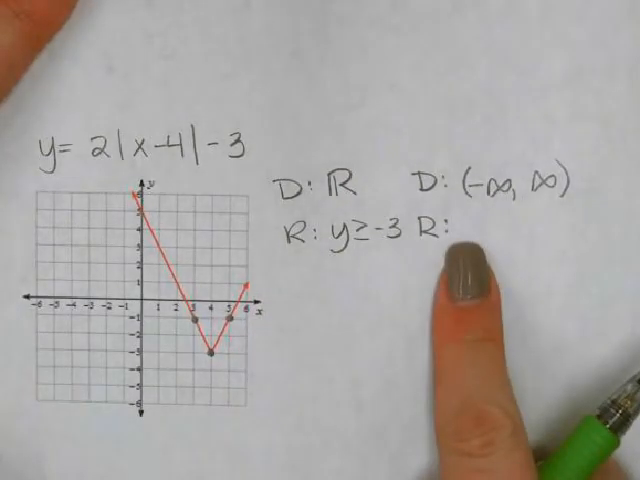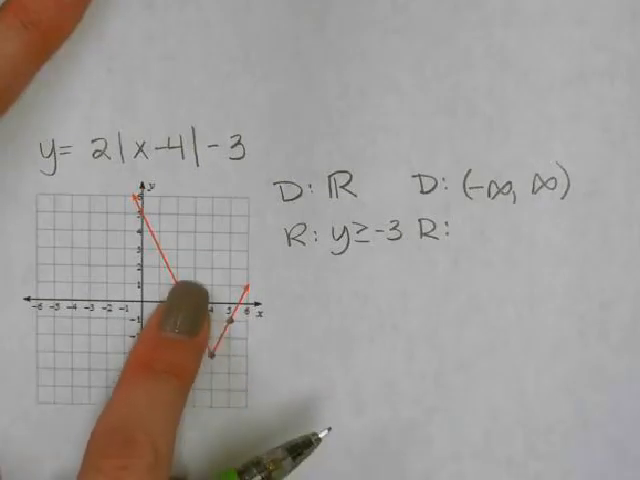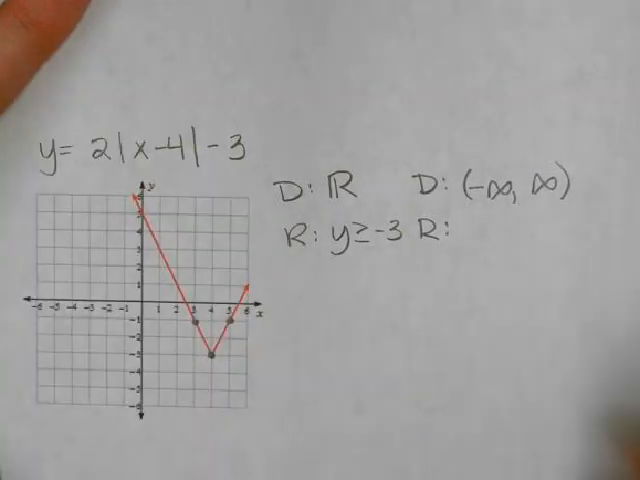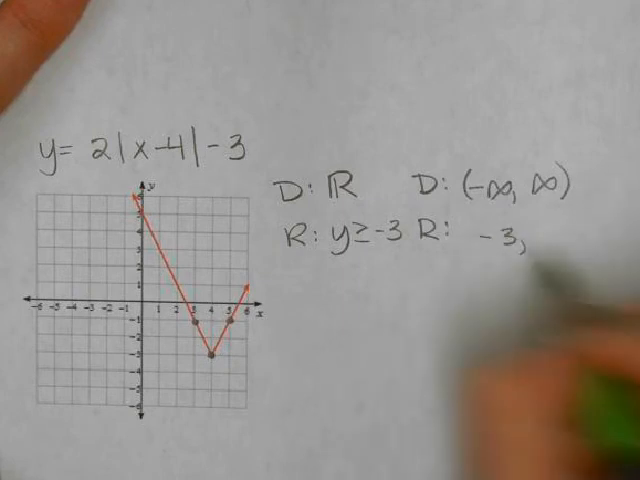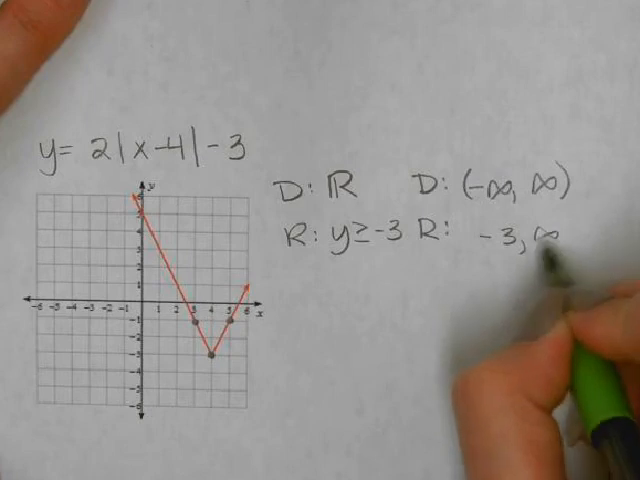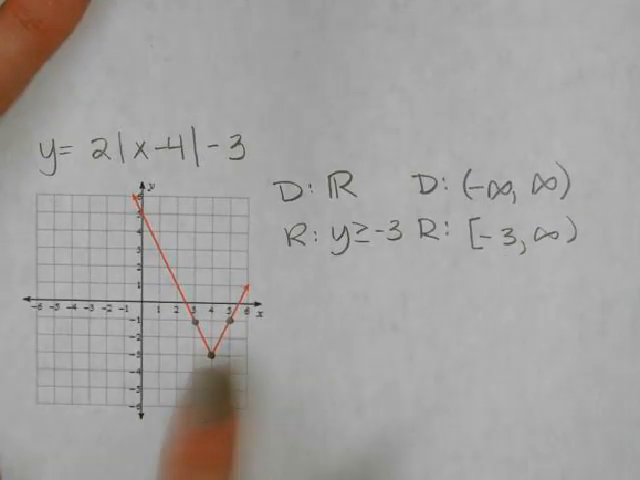And over here, I'm going to describe my range as being -3, -2, -1, 0, 1, 2, 3, and then all the way off into infinity. So I'm going to say the very lowest value that my range could be is -3. And then I have all the positive numbers all the way up to infinity. And again, we put a bracket around -3 because I can see right here the graph actually hits -3.